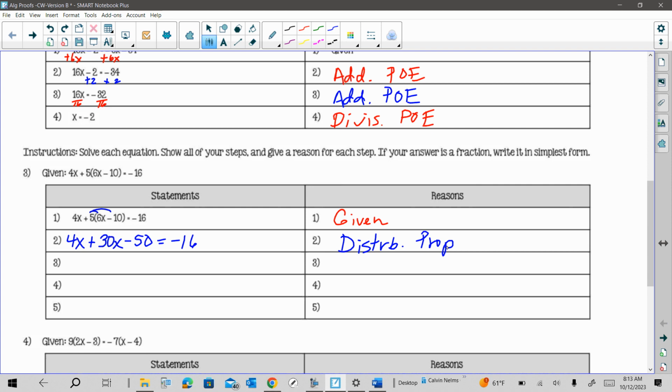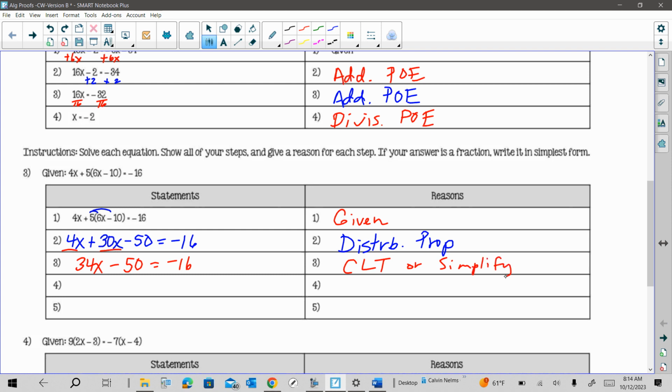Now, who knows what we would need to do next here to solve this? Combine like terms, exactly. We would have to combine these x's. And when I do this, line 3 is going to be 34x minus 30 equals negative 16. So you can write CLT for combine like terms, or you can say simplify.